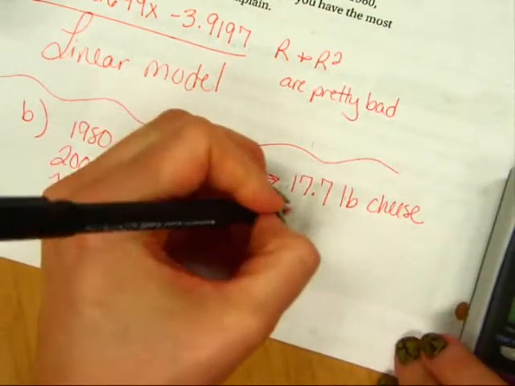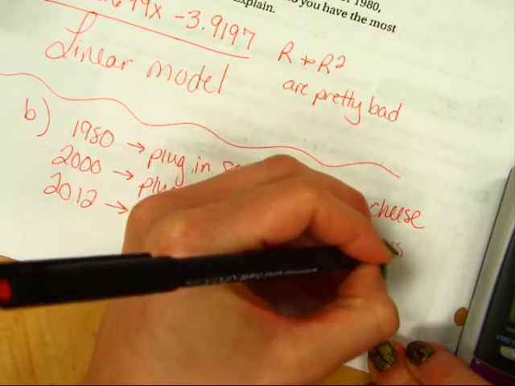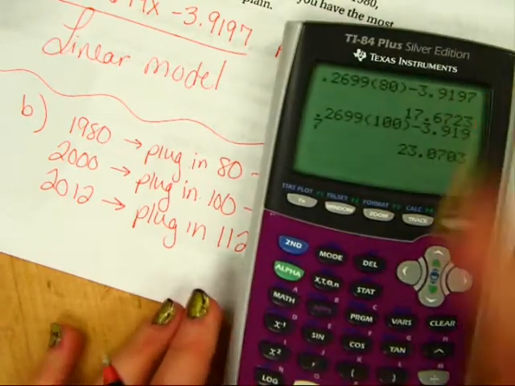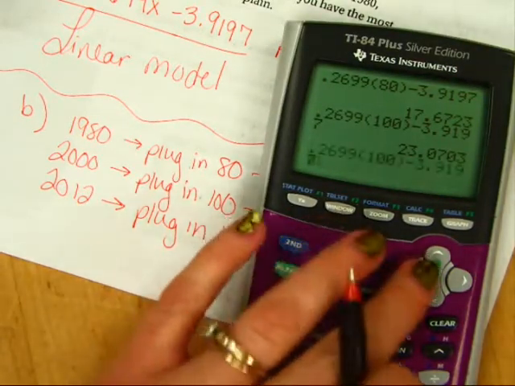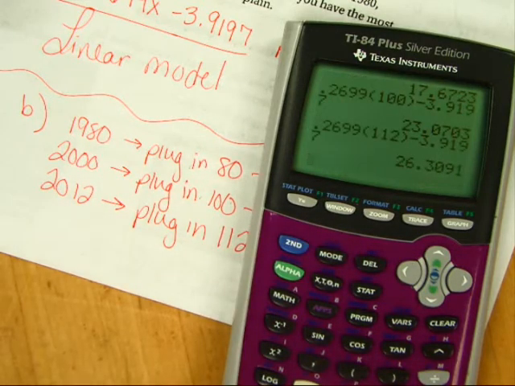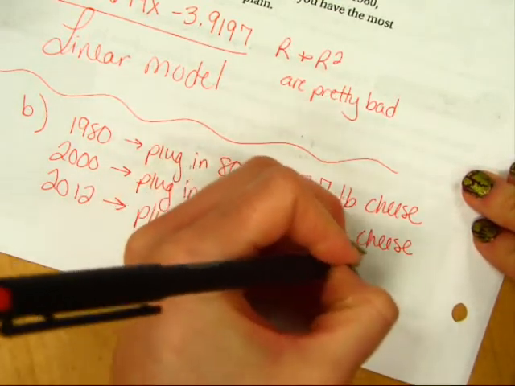23.1 pounds of cheese. It's crazy. In the year 2000. And 2012, we're going to plug in 112. And I get 26.3 pounds of cheese.